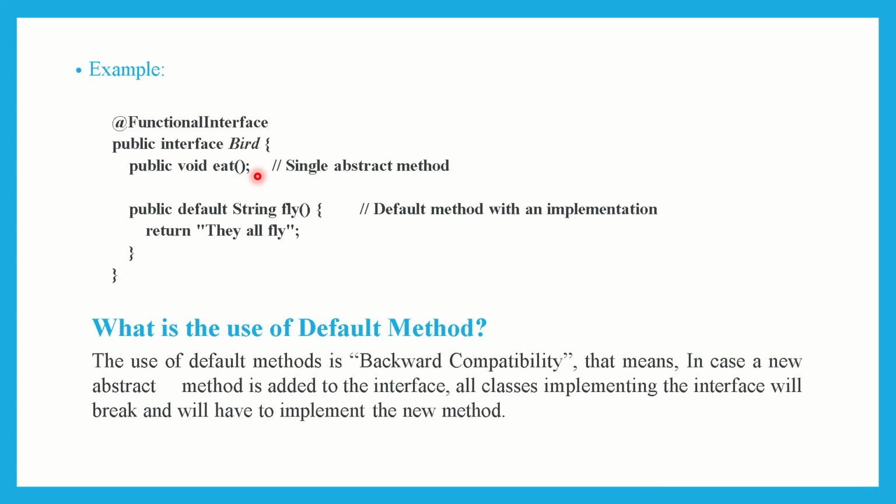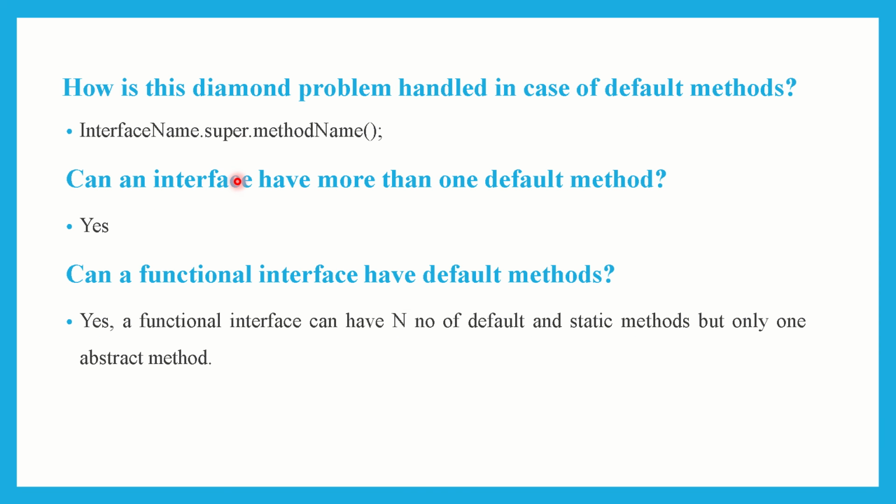There is no restriction on the default method. It can have n number of default methods or static methods, but it can only have one abstract method. So that is what they're going to ask you. Can a functional interface have default method? Yes, a functional interface can have n number of default and static methods, but only one abstract method. So if you state this line, they'll be completely clear that you know the concept about functional interface, you know what are default methods clearly.